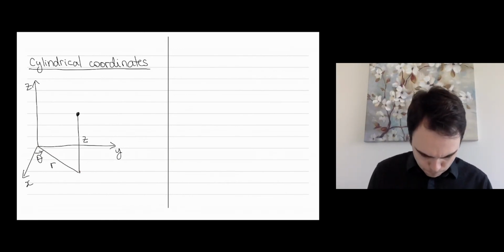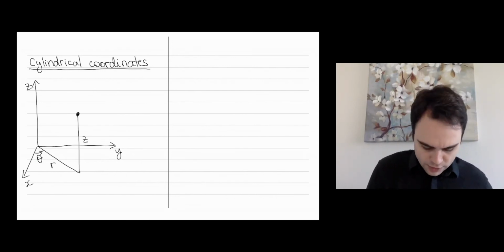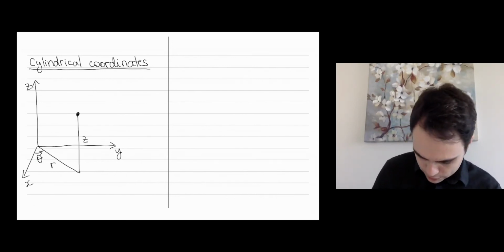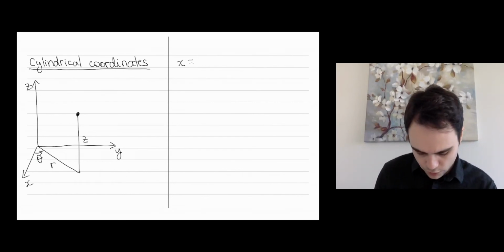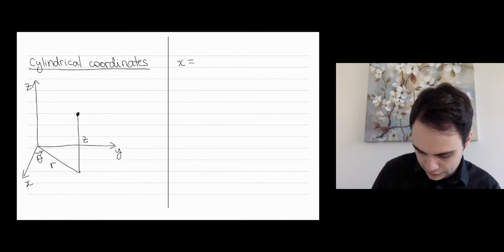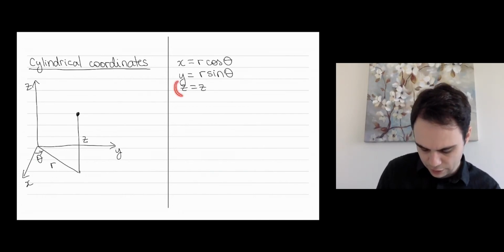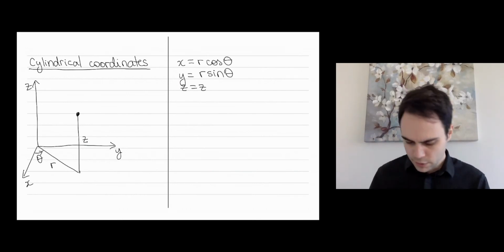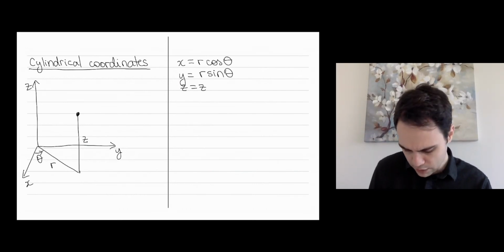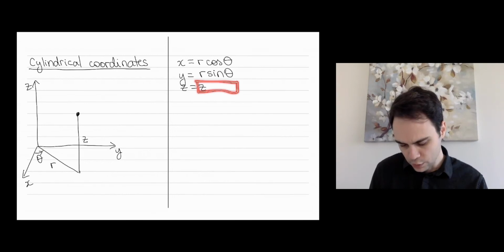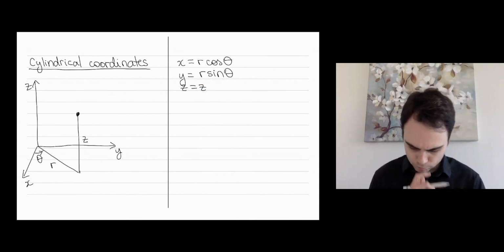So the old coordinates of the point in terms of the new: r, theta, and z are the cylindrical coordinates. The old coordinates are related to the new by the rules that x is equal to r cosine theta, y is equal to r sine theta, and z is just z. It feels a little bit silly writing this, but I'm introducing a format that we'll keep using. In the future, the new coordinate will not be just the old coordinate again.